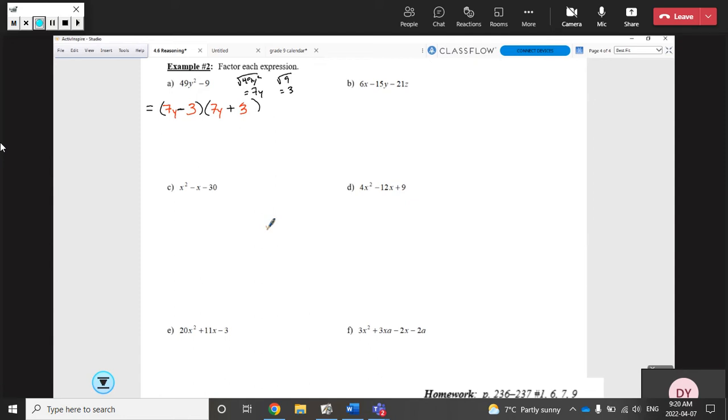And that was yesterday. That was the other lesson, difference of squares. Okay, part B. We mentioned that each of these has a common factor of 3. So we can divide this by 3, divide this by 3, divide this by 3. And we have to make sure to keep that greatest common factor out front. And we're left with 2x minus 5y minus, is it 7?